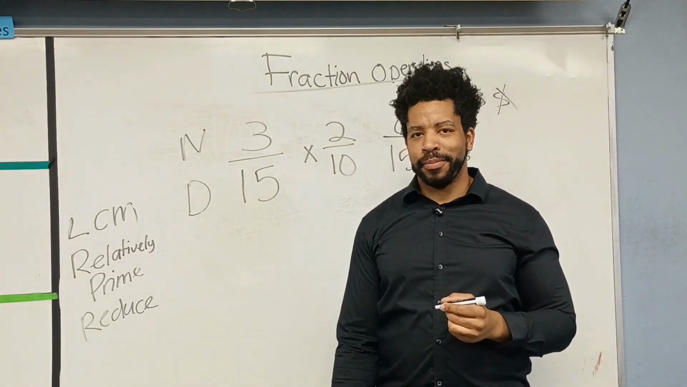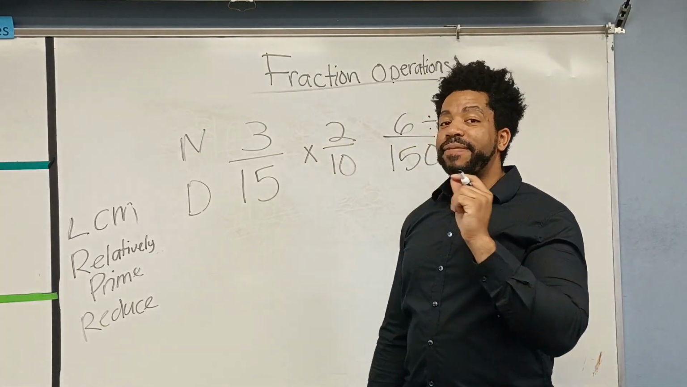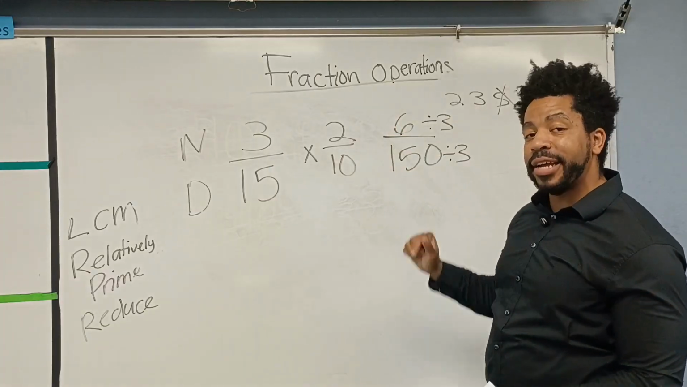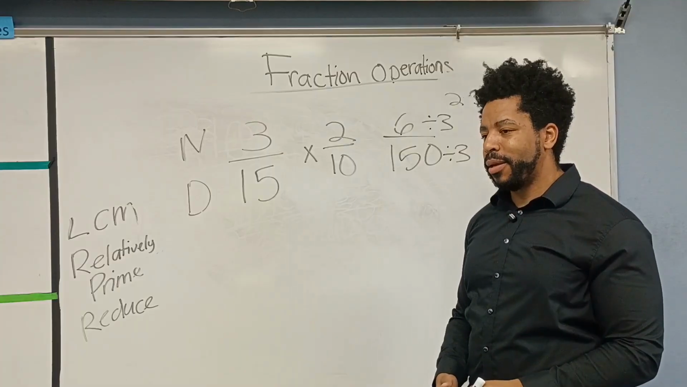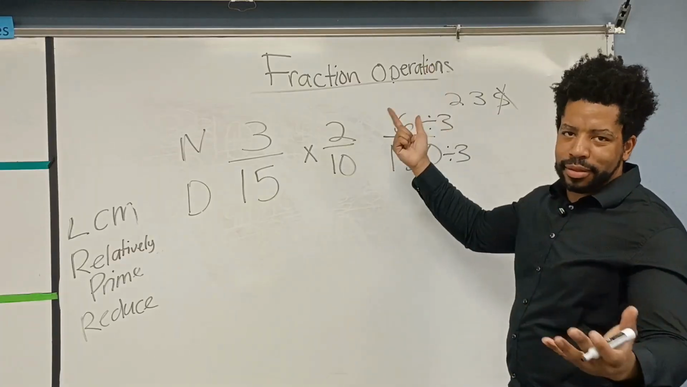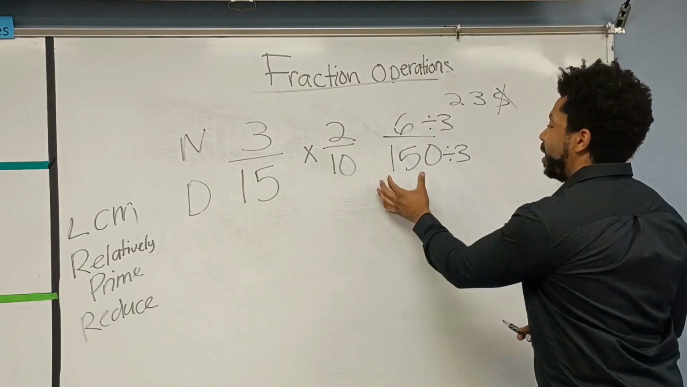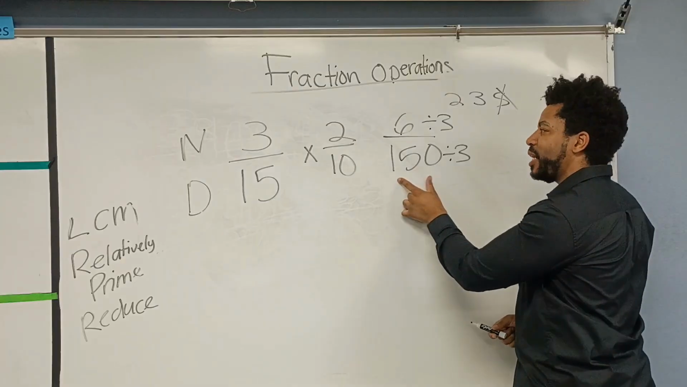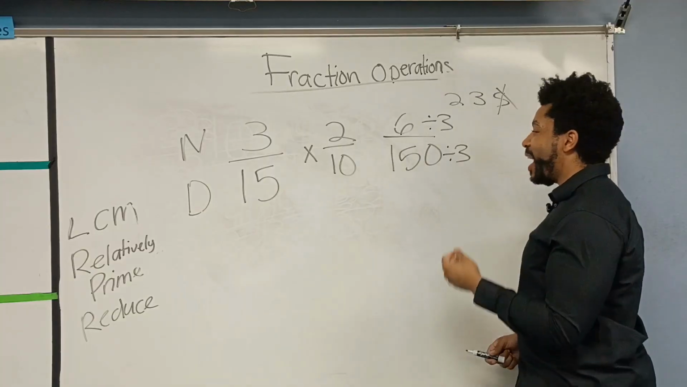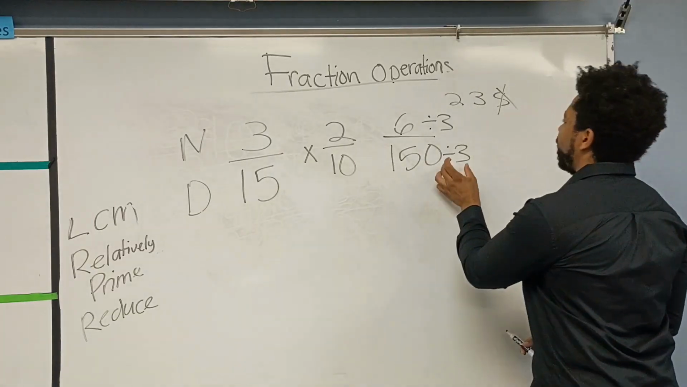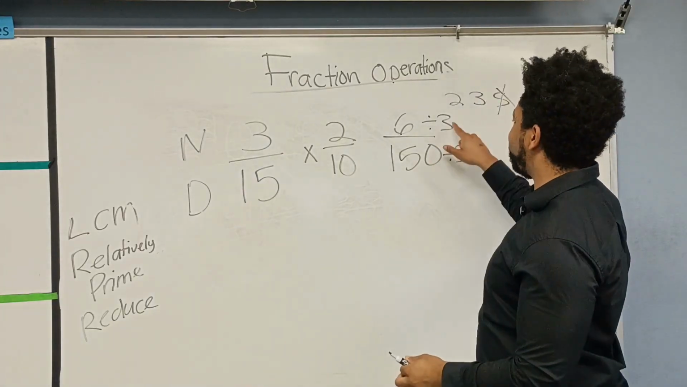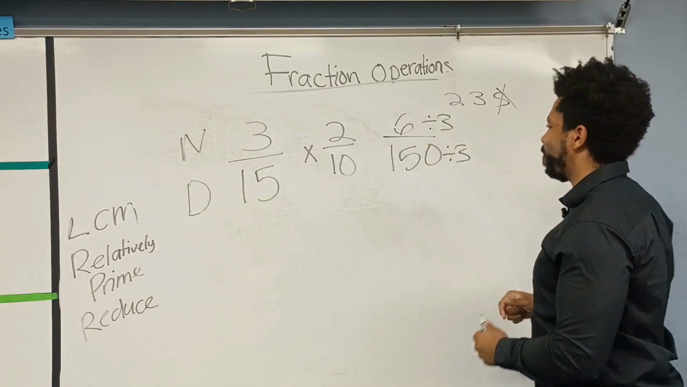Here's the rule for 3. If the digits add up to a multiple of 3, then that number is divisible by 3. For 6, there's nothing to add up. But 150 has 3 digits, and if you add them up, 1 plus 5 plus 0 equals 6. And 6 is a multiple of 3. If the digits add up to a multiple of 3, it is divisible by 3.